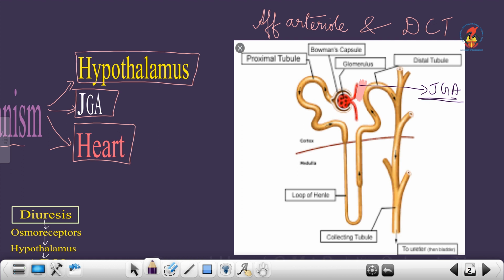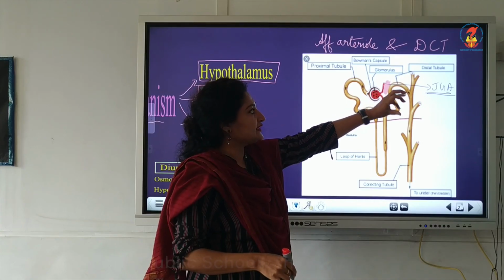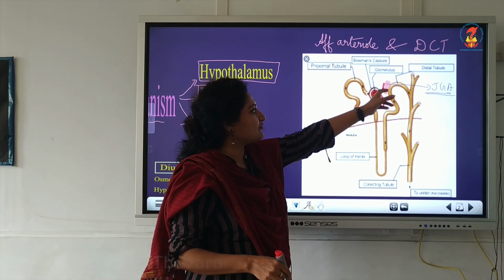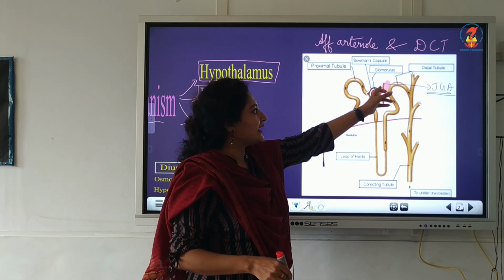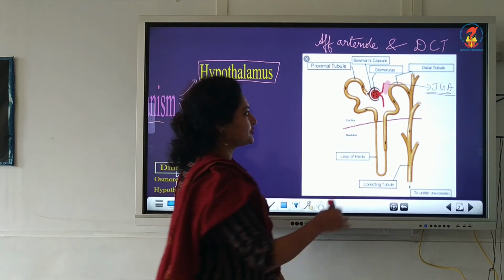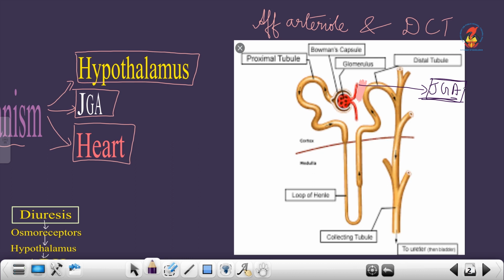Just to spot out JGA, I took this diagram. Correctly you can see this space. It is a sensitive region where you can see the cells are modified. That sensitive region is a patch between the efferent arteriole that leaves the glomerulus and the distal convoluted tubule, not the proximal convoluted tubule. This is JGA, and when it is stimulated, it releases a hormone called renin. We are going to see how JGA works, and under what conditions JGA works.